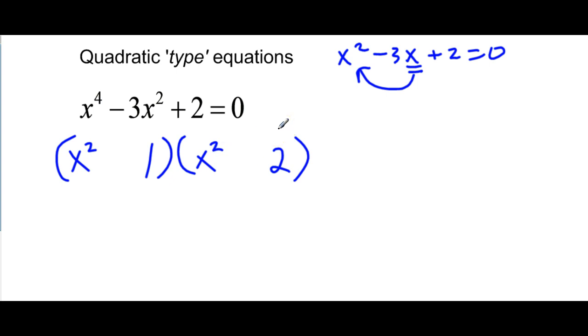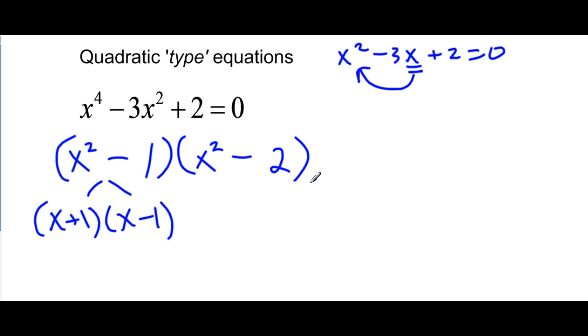Now let's see if we can get this to work or not. Kind of factor like we would normally factor. So this one's, the last term is positive, the middle term is negative, so I know they're both negative. Does that work? Sure. In fact, we could break this up further, right? X plus 1 and x minus 1.